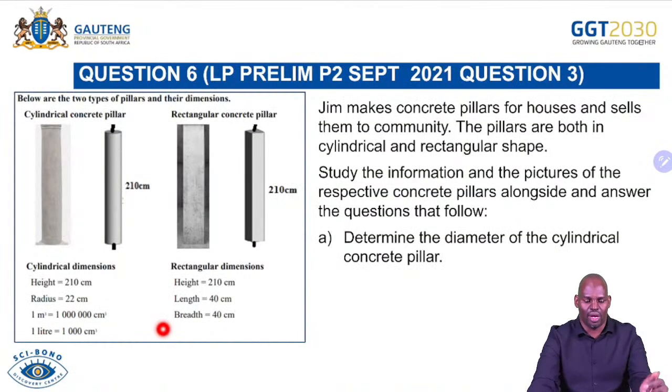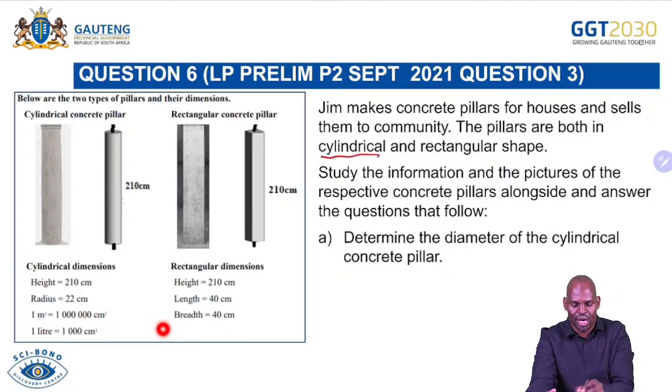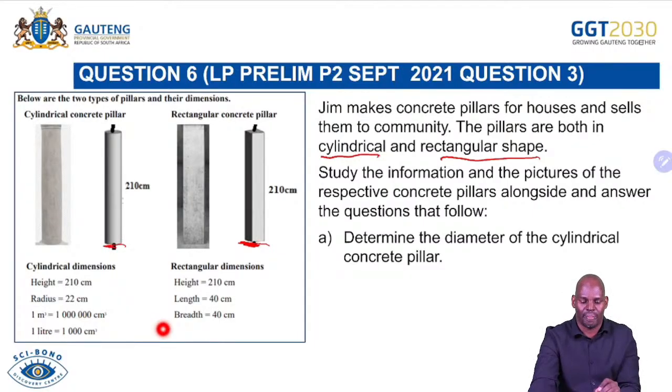This one was taken from Limpopo Province, prelim paper 2, September 2021, and it was question 3. Okay. So they say for this one, below are 2 types of pillars and their dimensions. Jim makes concrete pillars for houses and sells them to the community. The pillars are both in cylindrical and rectangular shape. You can see that this one is in the form of a rectangular prism, and that one is in the form of a cylinder.